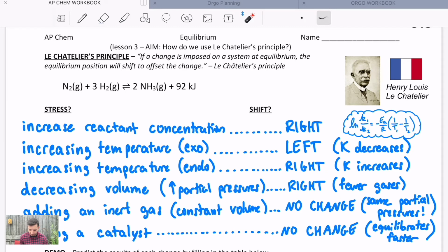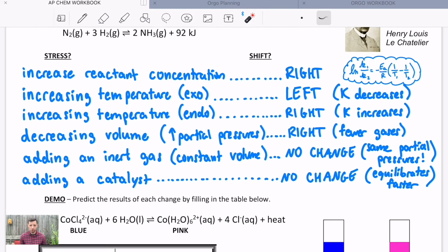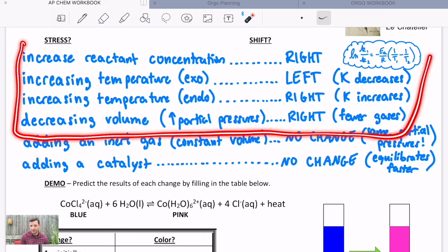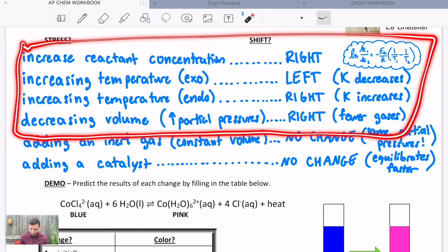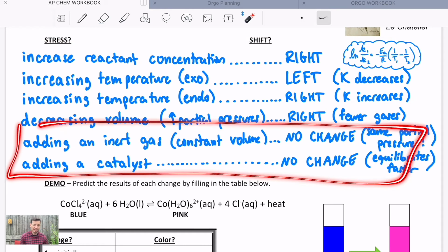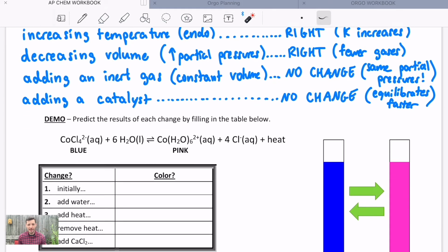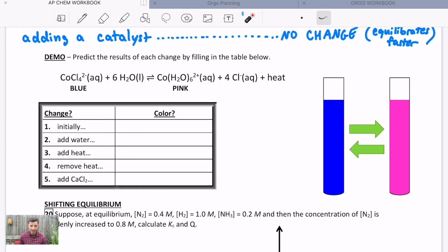Okay, so those are the most common stresses that we see that we can apply in the laboratory to a reversible reaction to manipulate it. And the first 4 certainly show you changes that you can affect. The other 2 don't have an effect, but they're pretty commonly asked about, so that's why I wanted to make sure I add those to your list. Now let's take a look at a different reaction and see this in action.